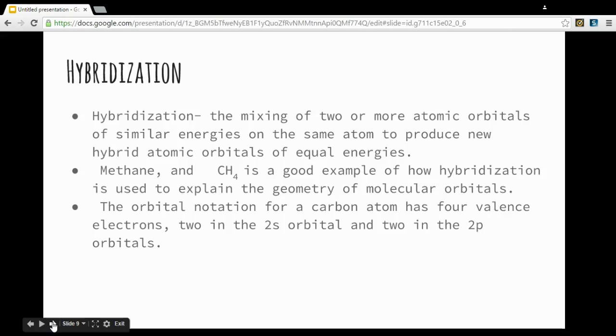Methane is a good example of how hybridization is used to explain the geometry of molecular orbitals. The orbital notation for a carbon atom has 4 valence electrons, 2 in the 2s orbital and 2 in the 2p orbitals.